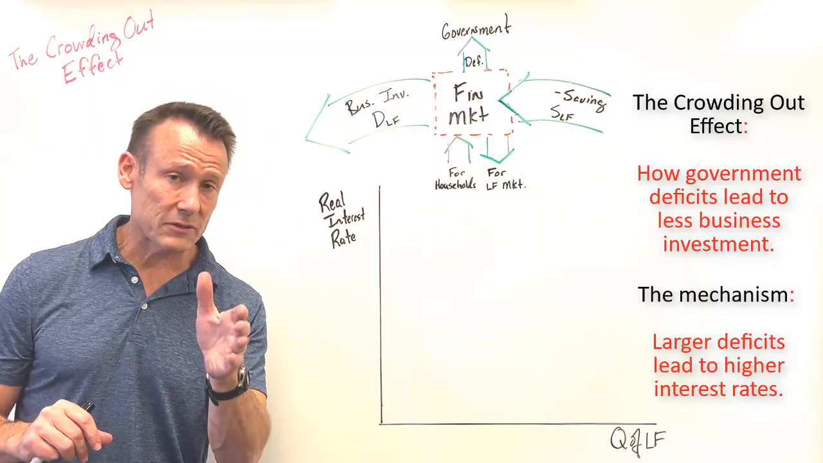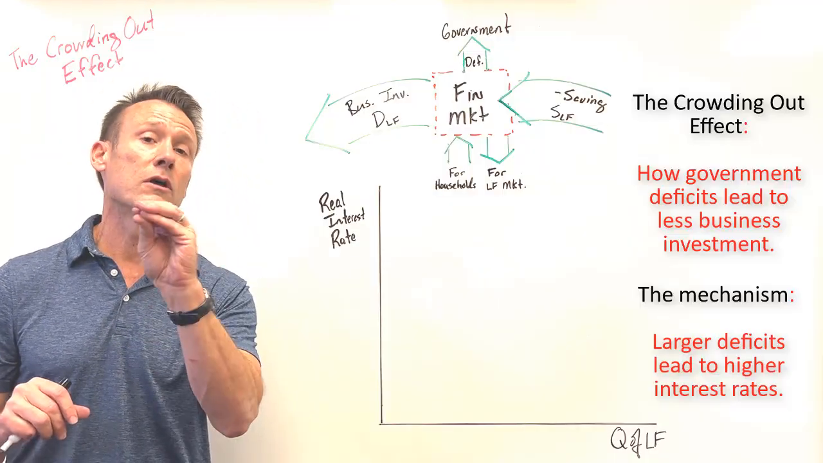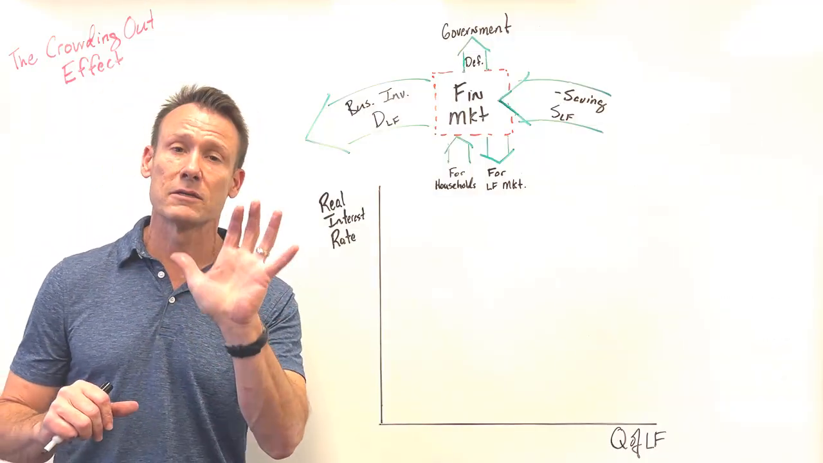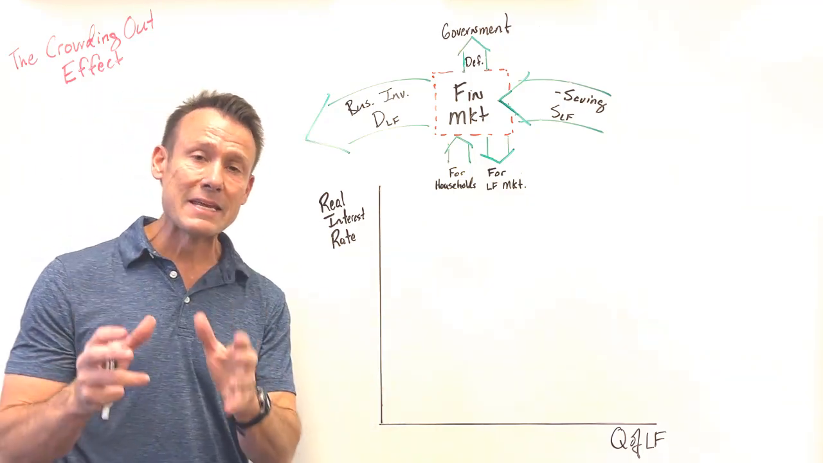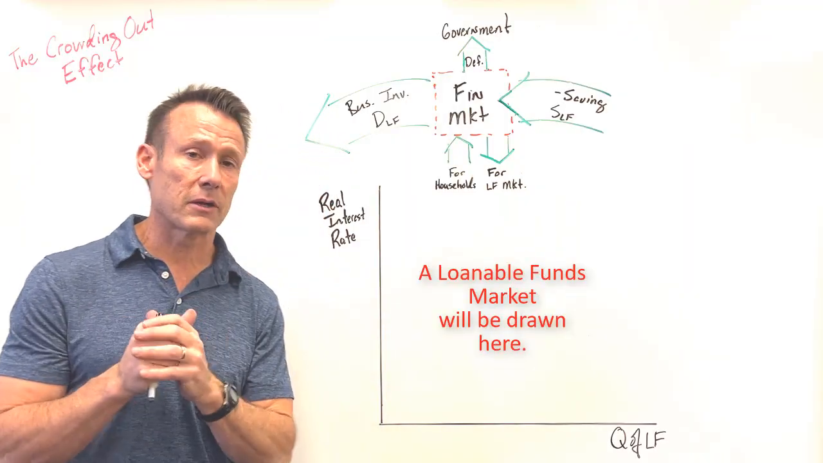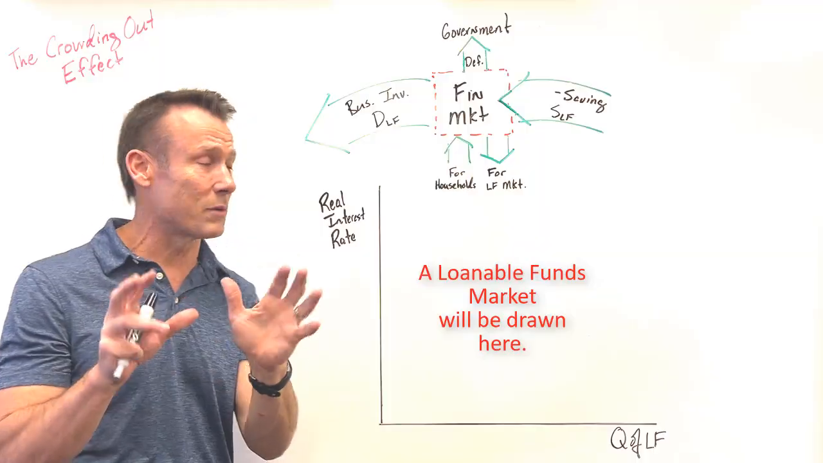Basically, the government deficits and their higher interest rates are crowding businesses out of the financial market, out of the loanable funds market. That's the crowding out effect. So what we want to do is do it graphically. We want to deeply understand the graph, and to deeply understand the graph, I've got this thing above it, okay?